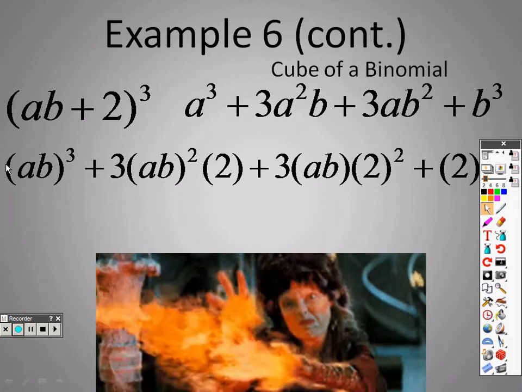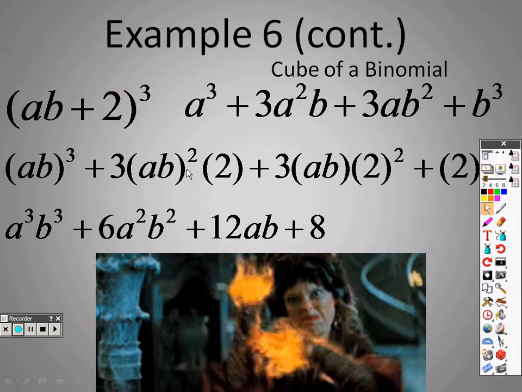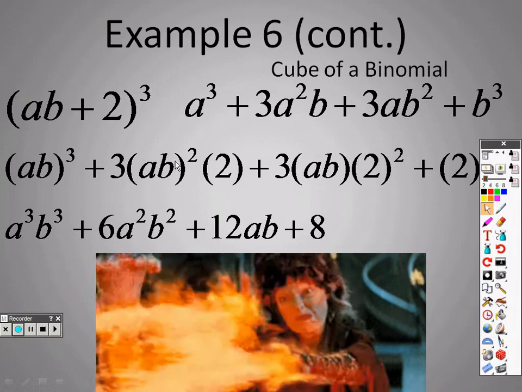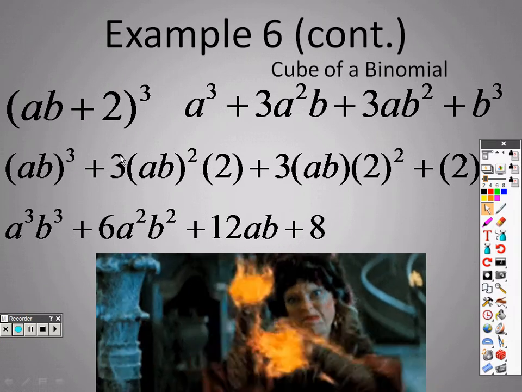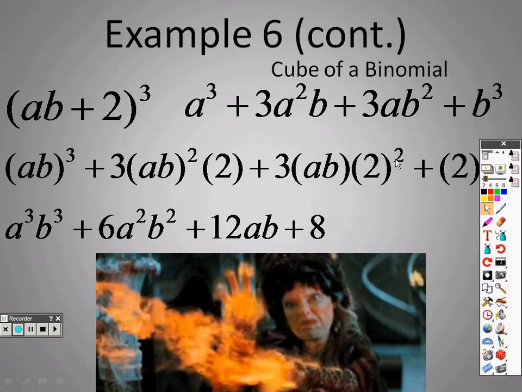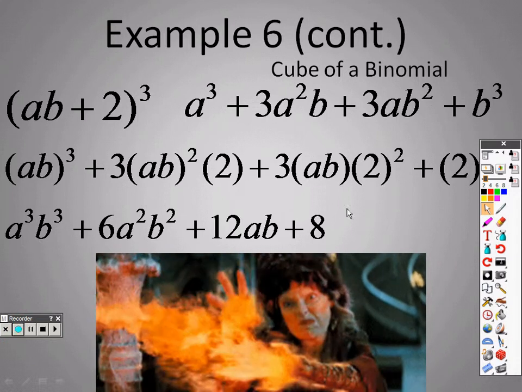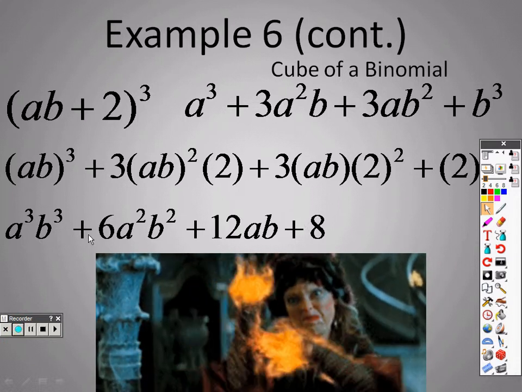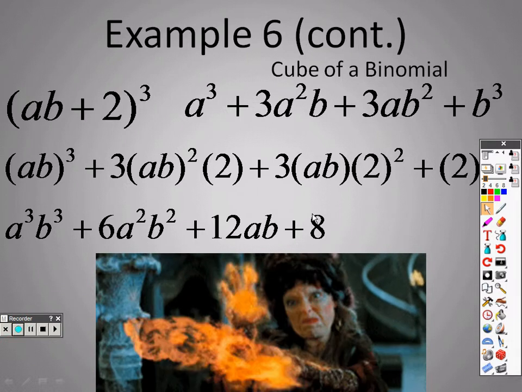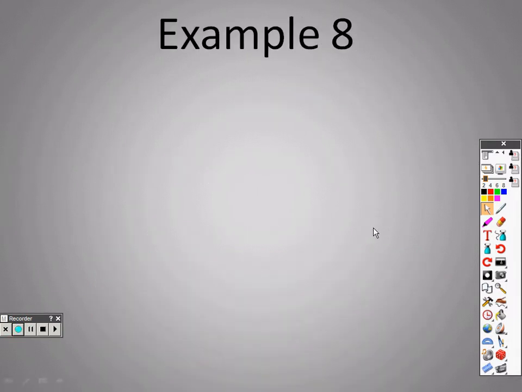So I have to take that cube through to both, so that's a cubed, b cubed. This is a squared, b squared, and 2 times 3 is 6. And we have 2 squared is 4, 4 times 3 is 12, and an ab, and 2 cubed is 8. So there's your answer there. If you remember the formulas, it really is a great time saver, but if you don't remember the formulas at all, you can still just FOIL to get the answer.